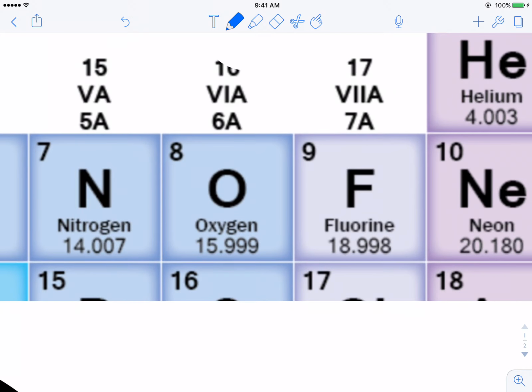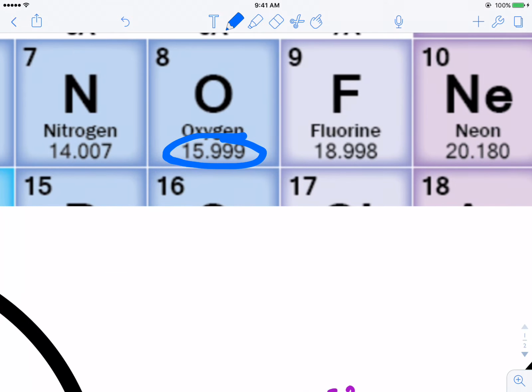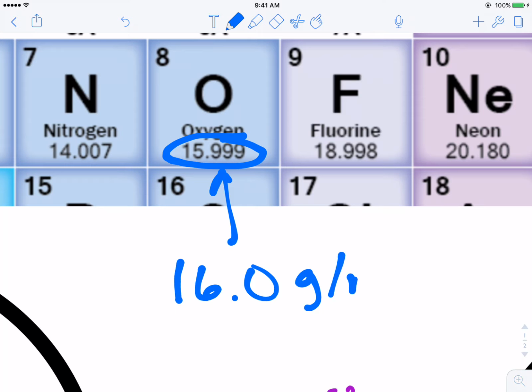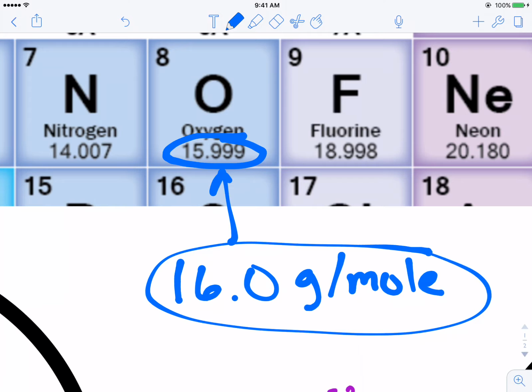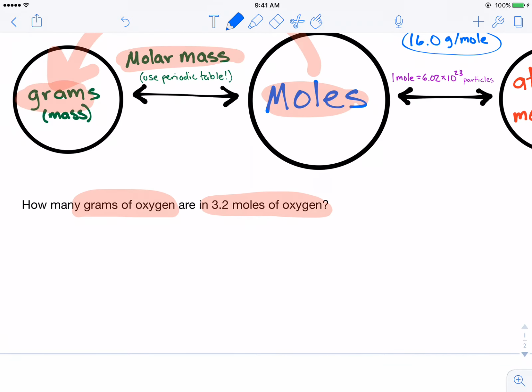So I looked at oxygen. This number right here, the atomic weight, tells me how many grams are in 1 mole of oxygen. Now I'm going to round this to the nearest tenth, which would be 16.0. So in oxygen there's 16.0 grams per mole. Right, this is the molar mass. I'm going to use that to convert from moles to grams.